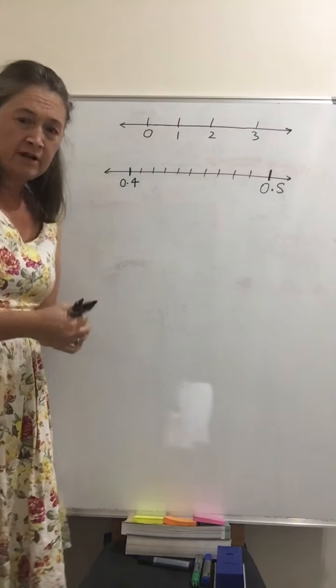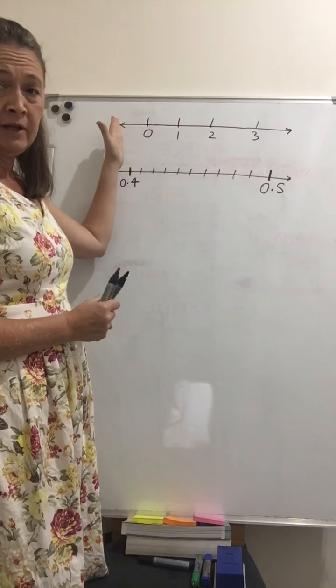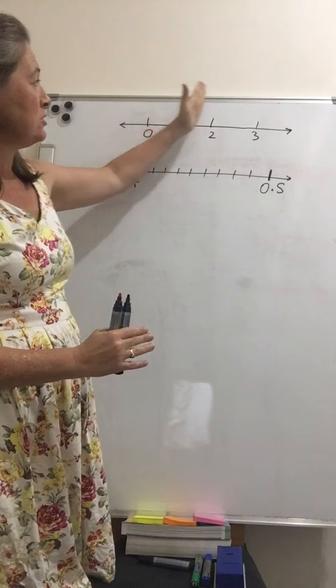Welcome to my lesson on rounding off decimals. What I've started with is a number line that you're familiar with, going off in both directions. So the numbers with integers 0, 1, 2 and 3.